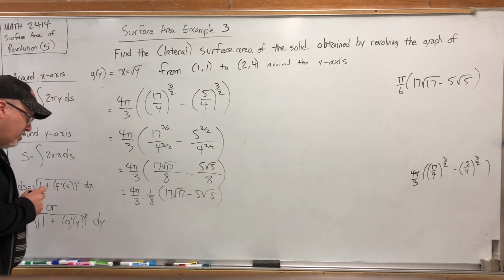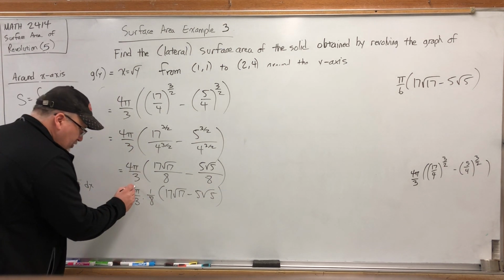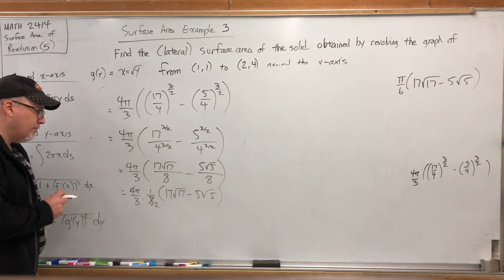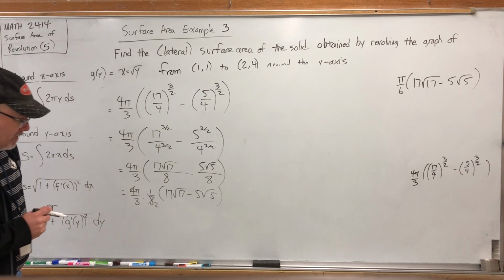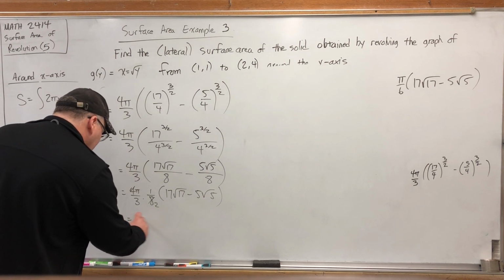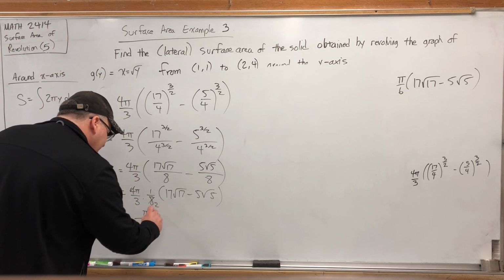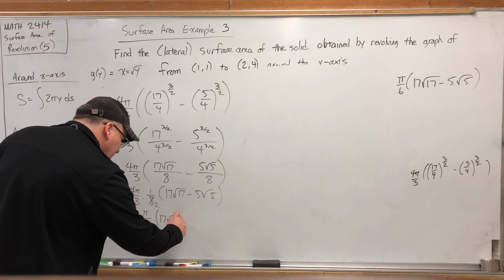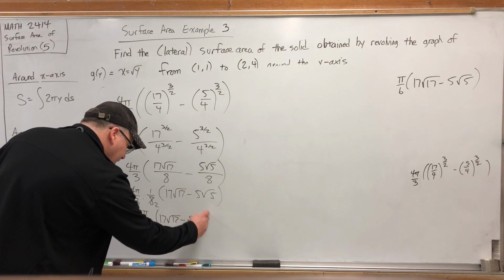So that part's there. And then over here, the 4 and the 8 will reduce by, excuse me, the 4 and 8 will reduce by 4. 4 disappears, 8 reduces to 2. And in the bottom we have 3 times 2, which is 6, which is living underneath a pi, times 17 square root of 17 minus 5 square root of 5.